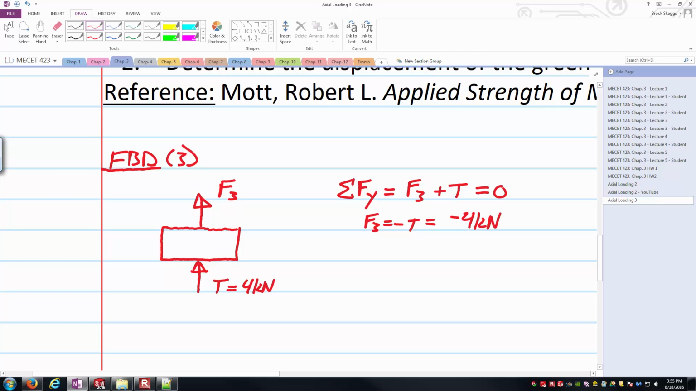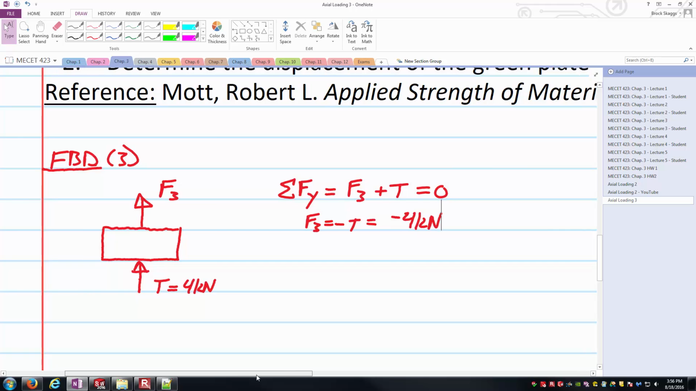And so I obviously know the magnitude here is 4 kilonewtons. The negative sign is indicating that I assumed wrong. And so I initially drew that arrow upward away from the cut section here, which is saying I'm assuming a tension. But the negative sign says, hey, you assumed the wrong direction. This thing's actually in compression.